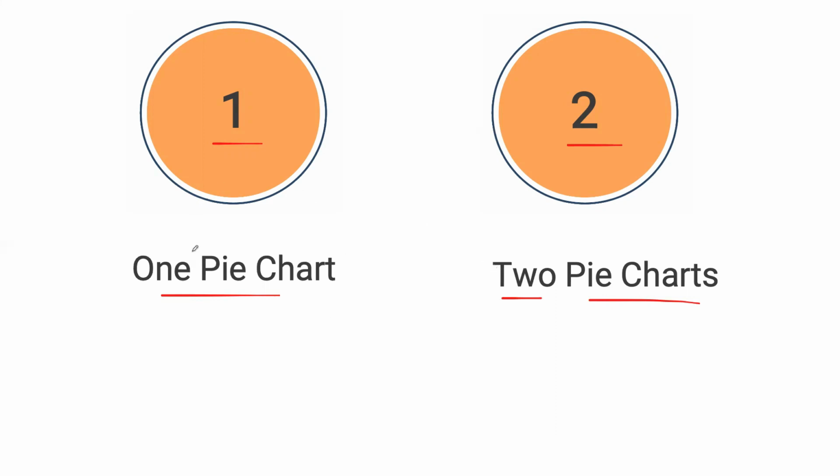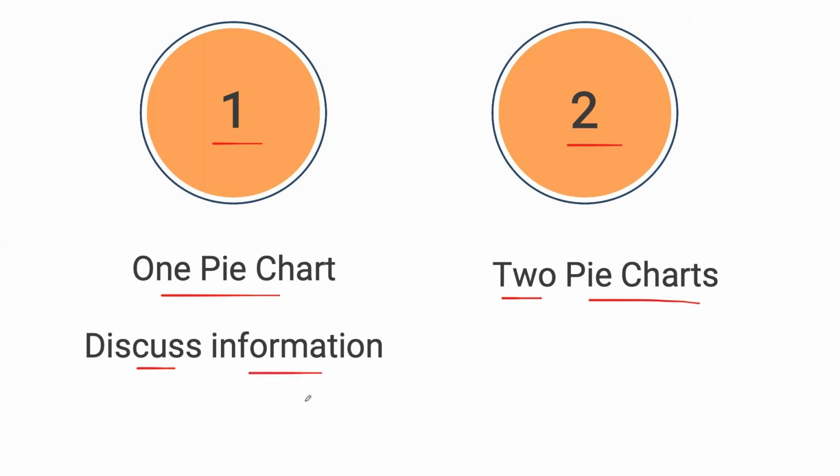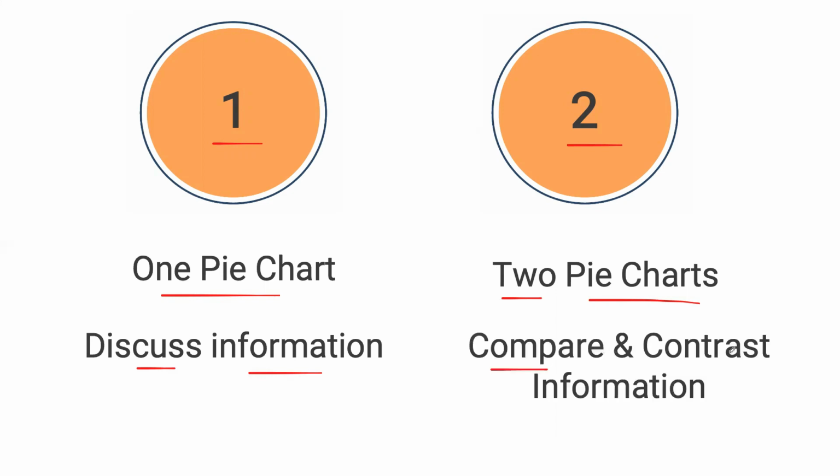So if you have one pie chart, you most likely have to just discuss the information you see in your pie chart. But if you have two pie charts, you will most likely have to compare and contrast the information you see in each pie chart. And this is probably the more difficult example and where students tend to make mistakes.